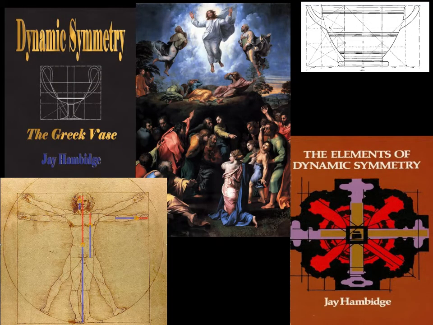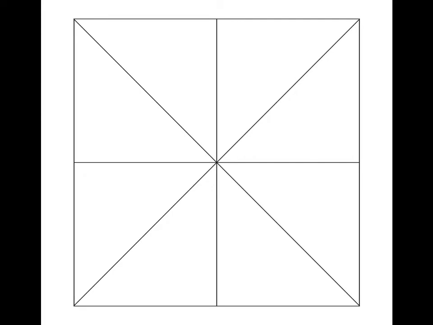So the first idea I want to pitch at you is using some simple geometry tools to come up with ideas. Geometry has actually been used by artists and architects for a very long time. There's a man named J. Hambidge who wrote a book called The Greek Vase, or Dynamic Symmetry and Elements of Dynamic Symmetry. And it's all about how artists use things like the golden section rectangle and dynamic symmetry to design things. I'll get into that in a bit.